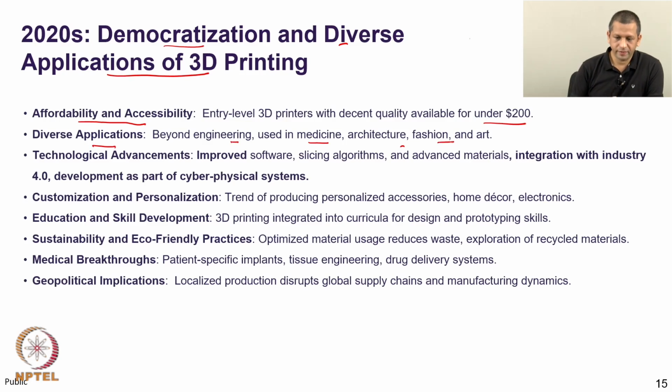There have been significant technological advancements in AM. For example, now we have improved software that controls the AM machines. We have slicing algorithms which are better than earlier. We have advanced materials that can be printed. Now AM technology has been integrated with Industry 4.0. Now AM is being developed as part of cyber physical systems.